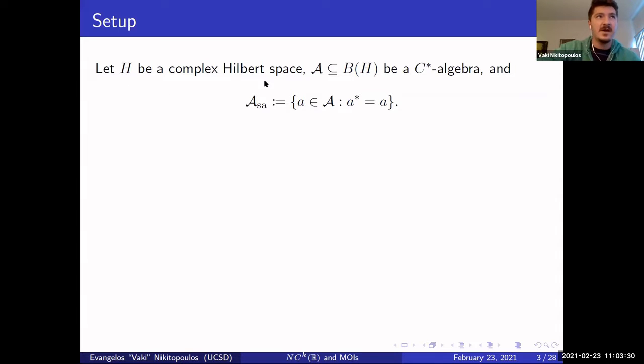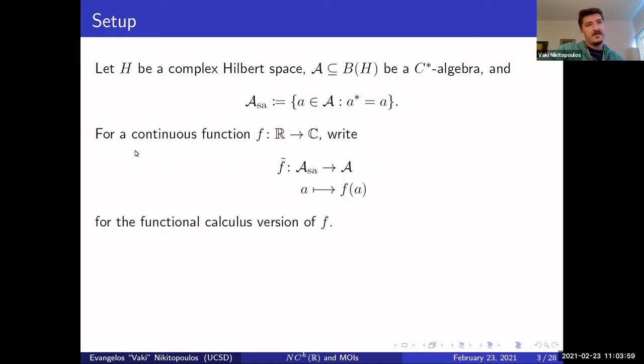So I'm going to let H be a complex Hilbert space. A is going to be a C-star subalgebra of B of H, otherwise known as a concrete C-star algebra. For those of you who don't know, this is a star subalgebra of B of H, the bounded operators on H, that is closed in the operator norm topology. And as is common, I will write A sub SA for the self-adjoint elements of A.